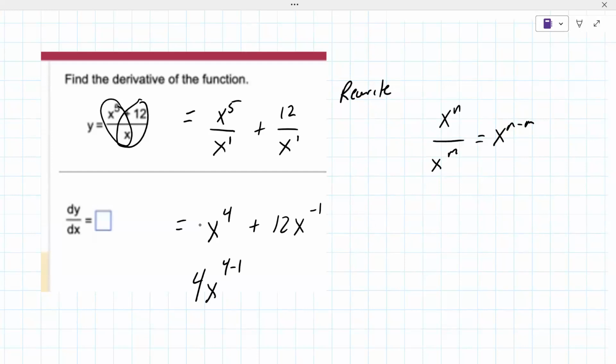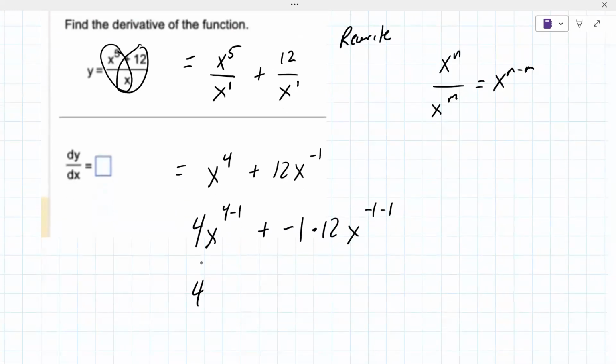Okay. Plus, bring the exponent down and subtract 1. So this becomes 4x cubed minus 12x to the -2 power.